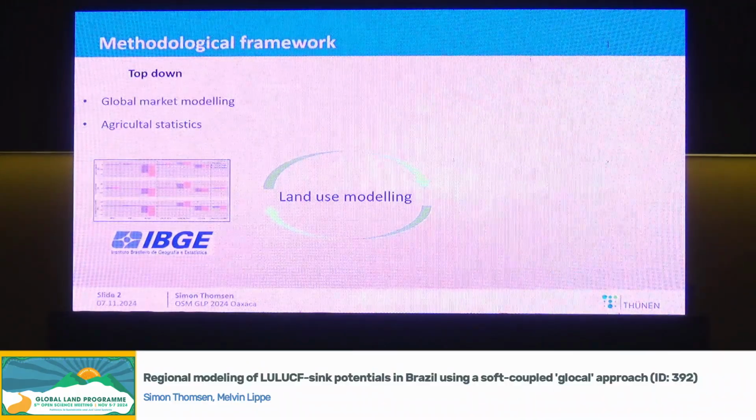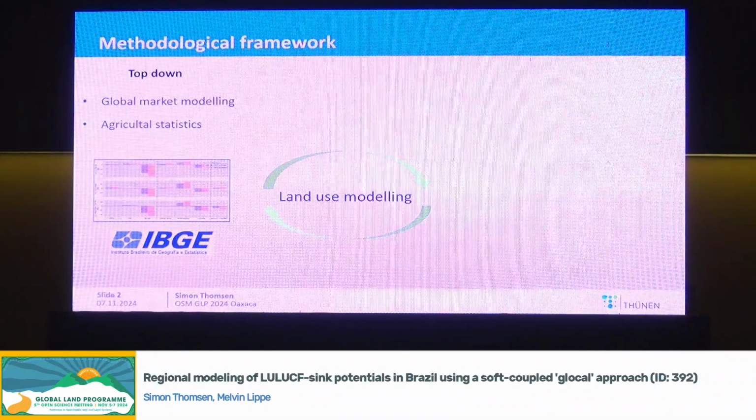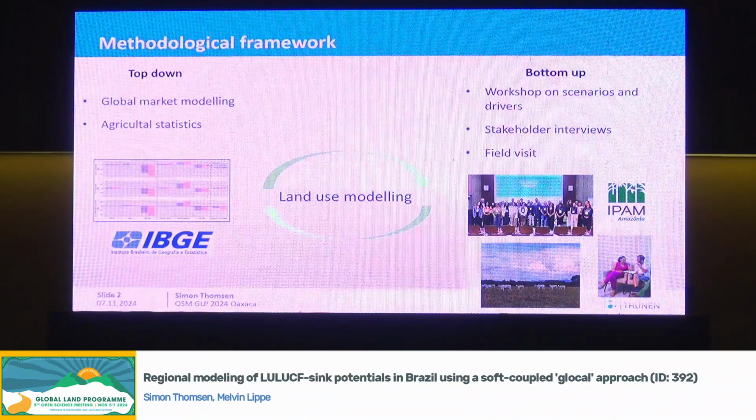Methodological framework. On the top-down level, we have the global market modeling in our institute. They use MAGNET and GFPM, for agricultural and forest products. Brazil has a vast variety of agriculture statistics that can also be used for this top-down approach. For the bottom-up, just two weeks ago we did a workshop on the possible scenarios on the ground in Brazil, in the state of Mato Grosso, with our partner organization IPAM. I also did some stakeholder interviews and field visits to better understand the prospects for the time 2022 to 2050 in Mato Grosso, and then ingest this in my land use modeling approach.